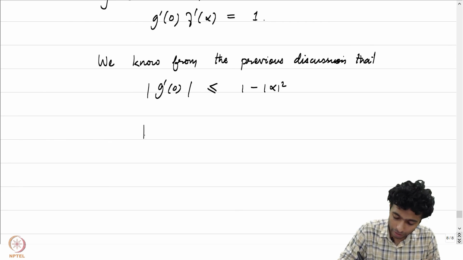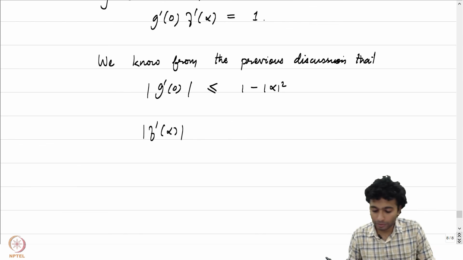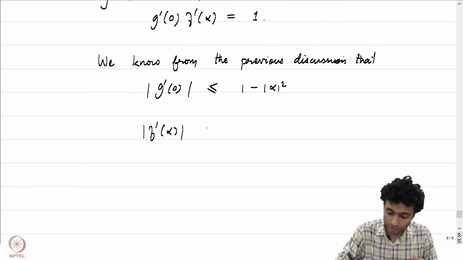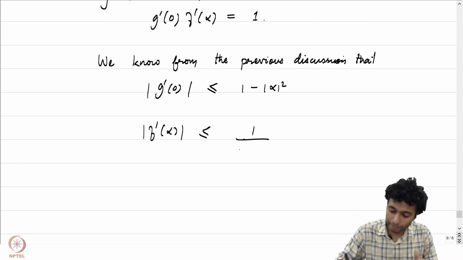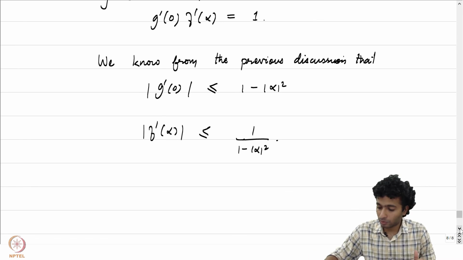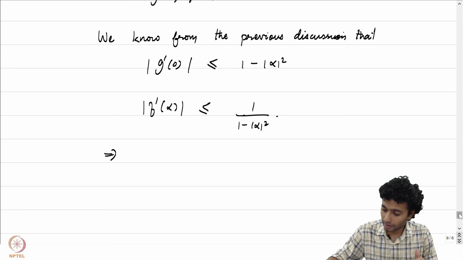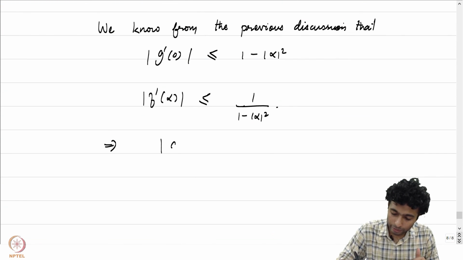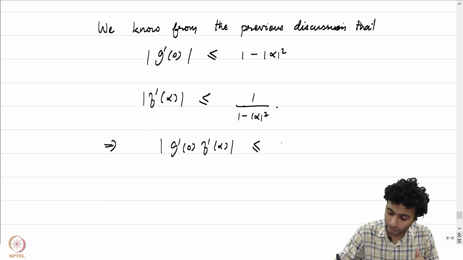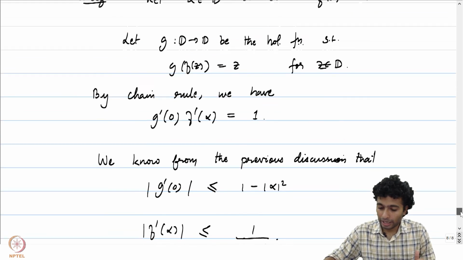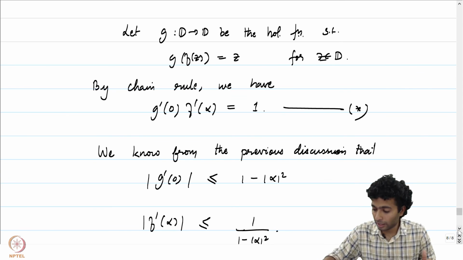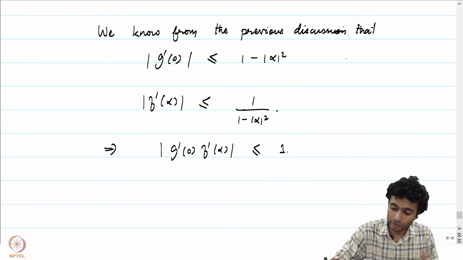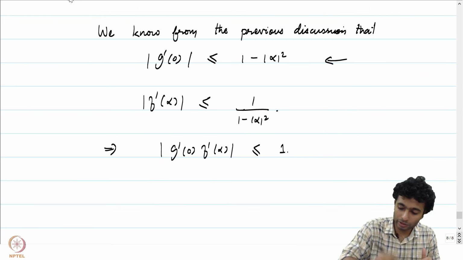And what about f'(α)? Here α is α and β is 0. So this is less than or equal to (1 - 0)/(1 - |α|²). So what do we have? The absolute value of g'(0) times f'(α) is less than or equal to 1. And the equation from the chain rule tells us that this is equal to 1, and that means that both these inequalities have to be equalities. That's precisely what the chain rule tells us.